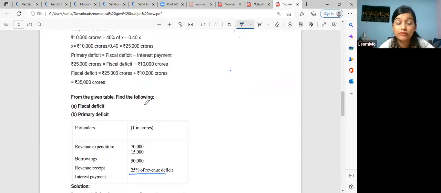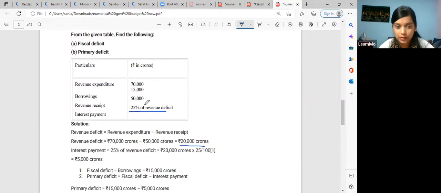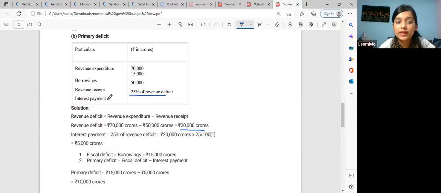Sorry, revenue deficit. Nobody? Okay, not an issue, I'll just say. See, over here it is mentioned that interest payment is 25% of revenue deficit. So until and unless you find the revenue deficit, how will you find 25% of it? Right? So that's why revenue deficit, revenue expenditure minus revenue receipt.